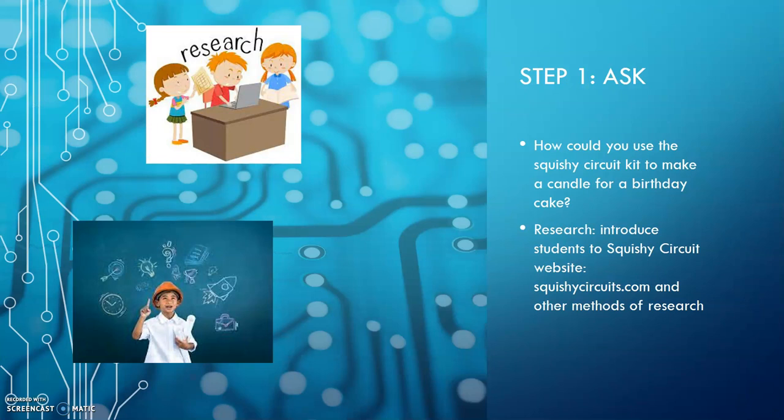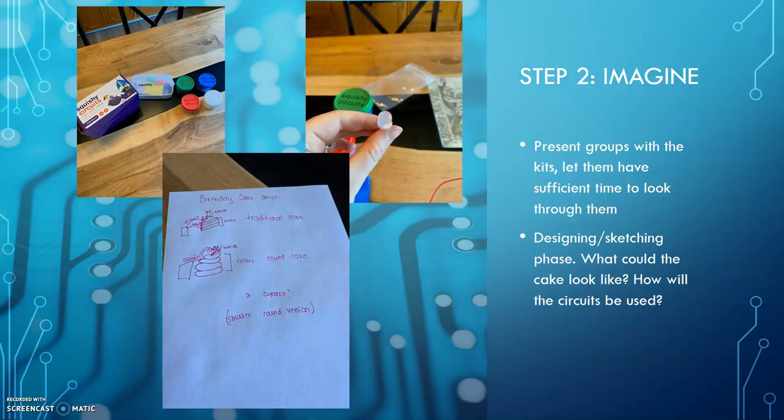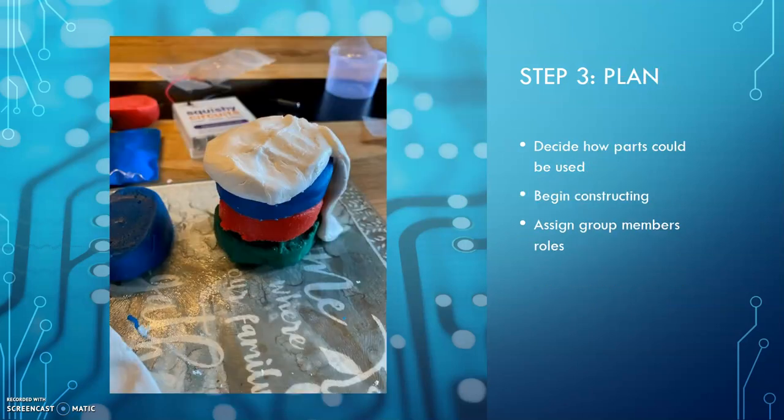So step 1, ask: How could you use the Squishy Circuit Kit to make a candle for a birthday cake? So I would introduce the Squishy Circuit website to students and other methods of research. They could start to look at ideas of how they could do this. Then I would present the groups with the kits. I would let them have sufficient time to look through them, look at all of the parts. Then they would design and sketch what kind of design they could use for their cake, how the circuits will be used. Step 3, plan, deciding how the parts will be used.